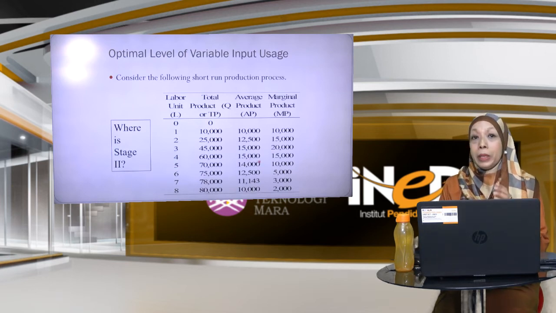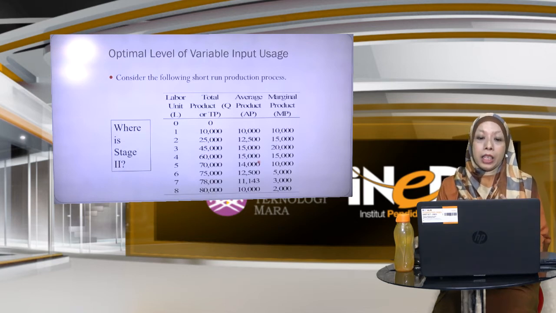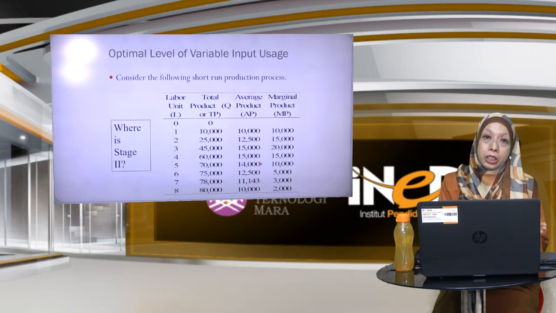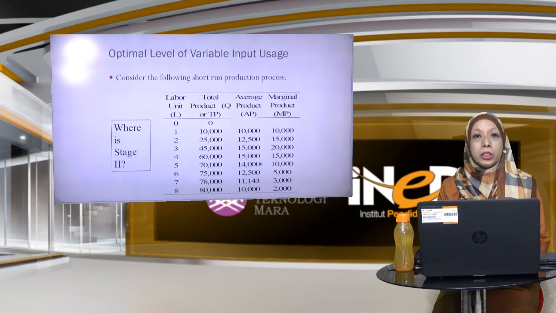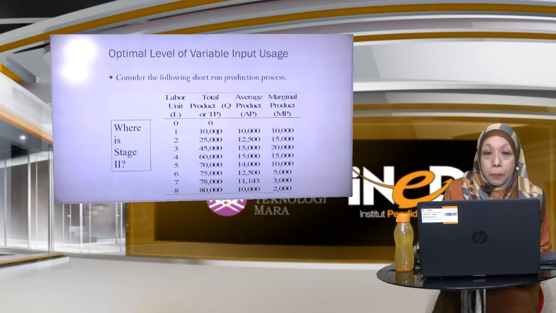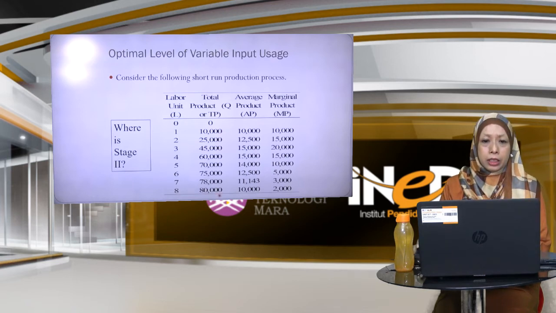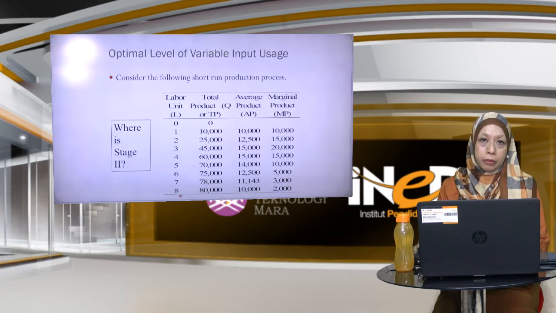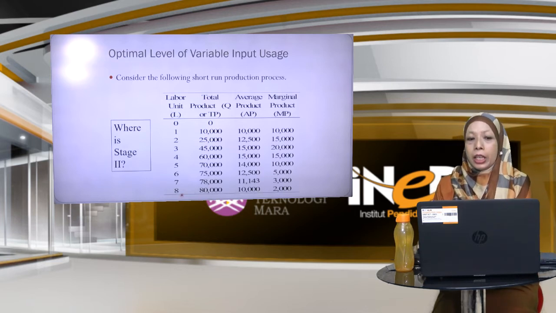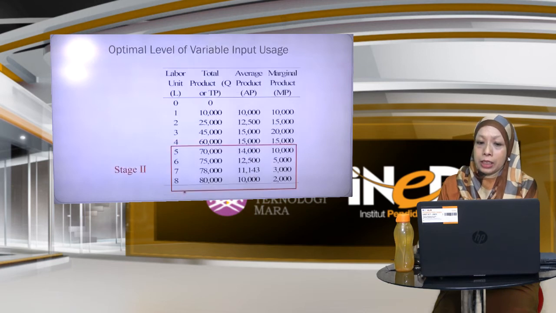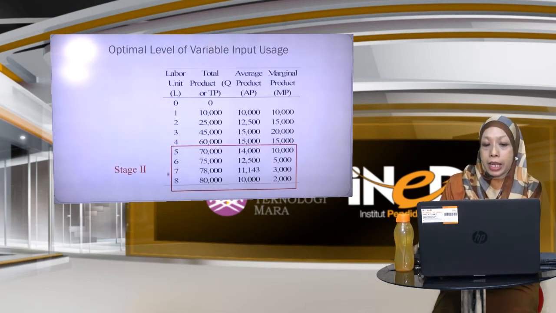Now, what would be the last point for stage 2? Again, if you refer back to the stages of production, the last point for stage 2 is at the point where total product is maximized. When you look at the total product column, you can see that the maximum point is 80,000. So this shows that the last point in your stage 2 production would be 8 units of labor. So again, where exactly is stage 2 production? Stage 2 production is represented by the values in the red box.